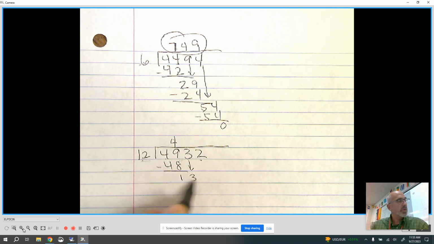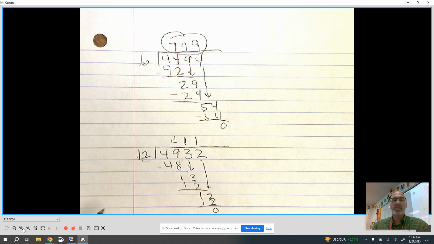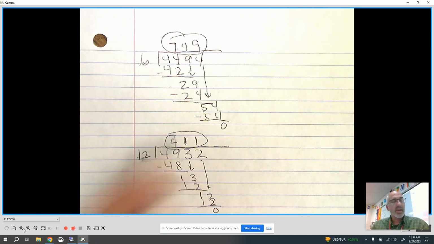We bring down the 3. Does 12 go into 13? Yes, it does, 1 time. 1 times 12 is 12. When we subtract, we get a 1. And we bring down the 2. Does 12 go into 12? Yes, 1 time. 1 times 12 is 12, and when we subtract, we get 0. So our answer is 411.